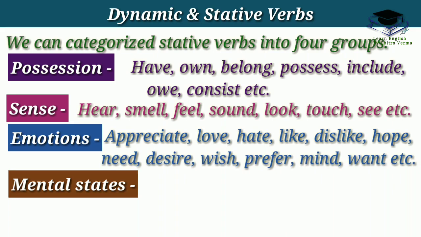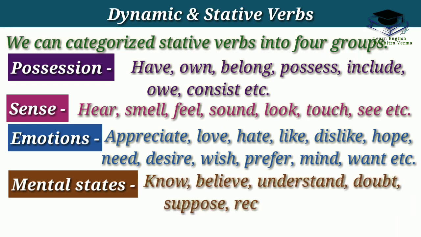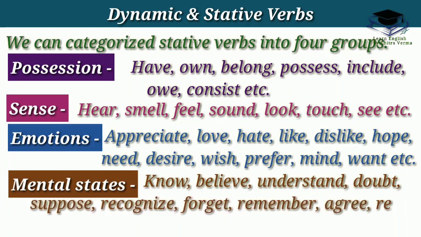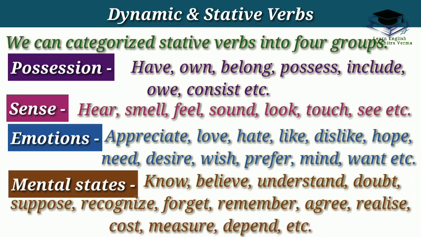Some verbs describe our mental states. These verbs are know, believe, understand, doubt, suppose, recognize, forget, remember, agree, realize, cost, measure, depend, etc. So guys, the verbs that show possession, senses, emotions and mental states are called stative verbs. Now let us focus on some examples.